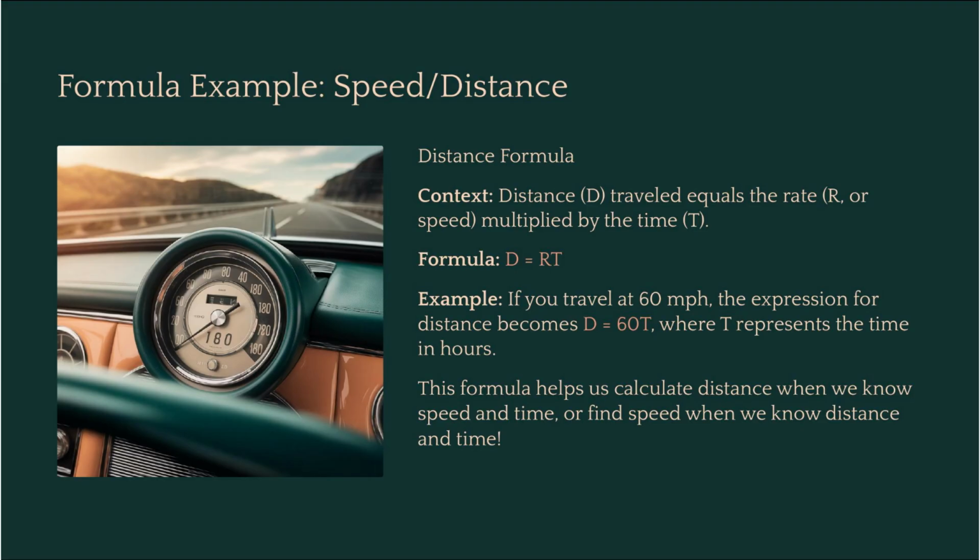In physics and everyday life, we use the speed formula. The distance traveled, d, is equal to the rate, r, or speed, multiplied by the time, t. The formula is d equals rt. If you know your speed is a constant 60 miles per hour, then the expression for distance is 60t. The variable t allows you to calculate the distance for any amount of time traveled.